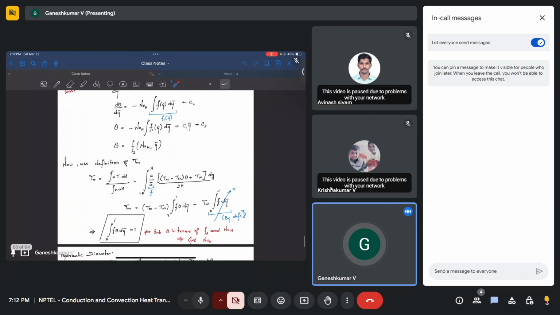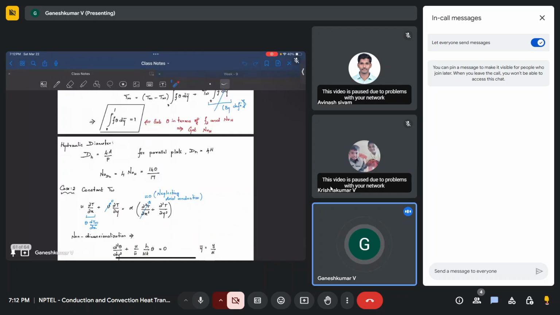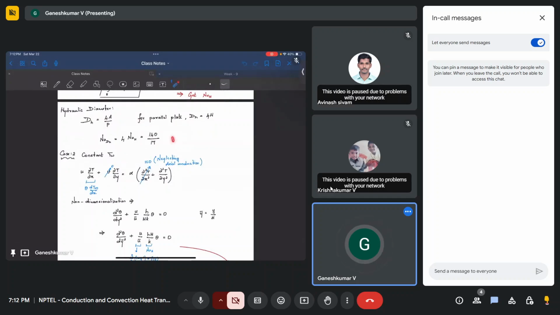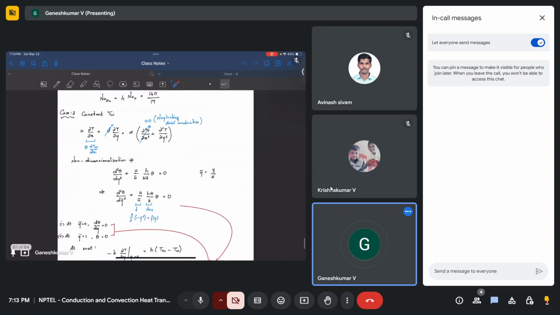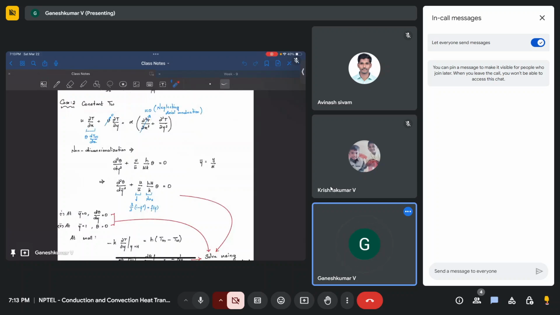And then we define something called hydraulic diameter, and it turns out to be 140 by 17. Similarly, we can do it for constant wall temperature, and in the constant wall temperature, the approximation of dou T by dou x is going to be theta times dTm by dx, and the v component of velocity is 0, and this component is going to be 0 because we are going to neglect the axial convection.